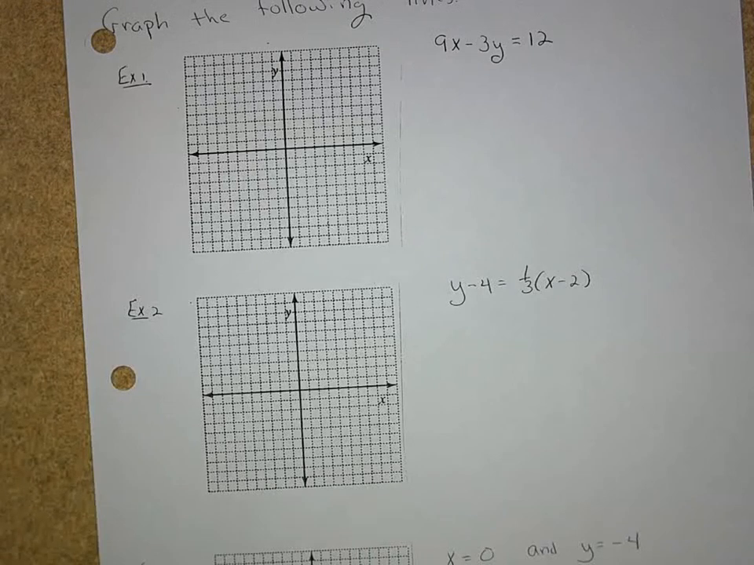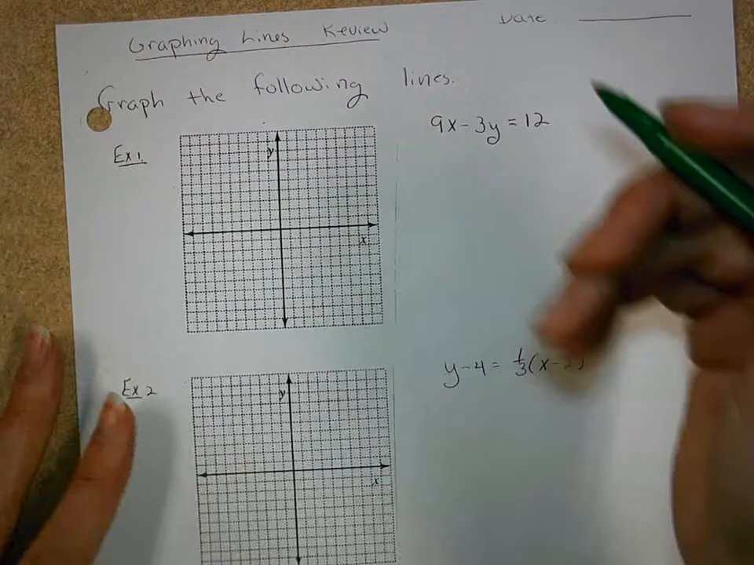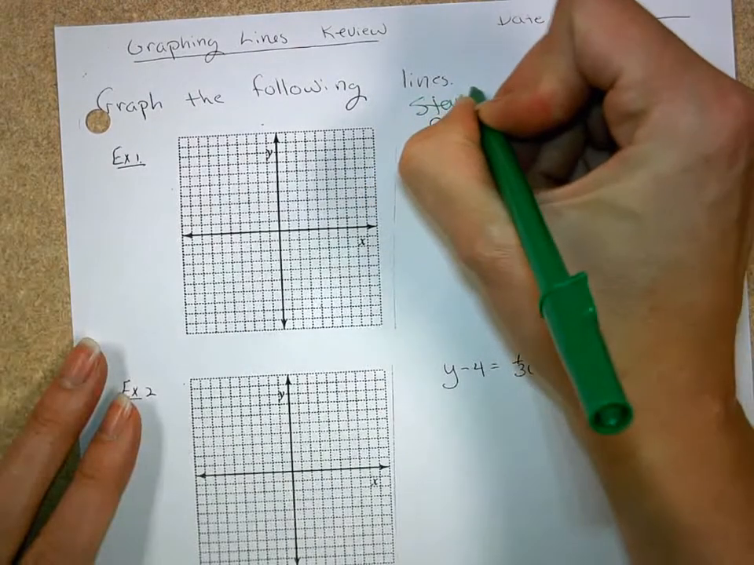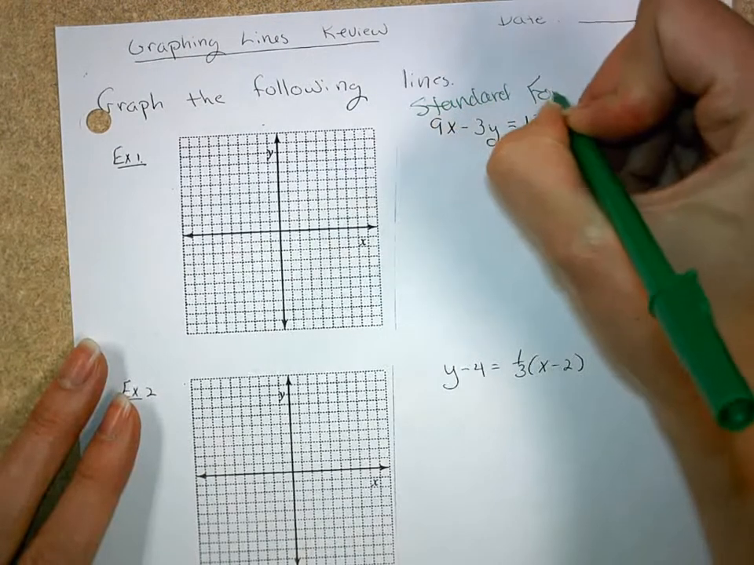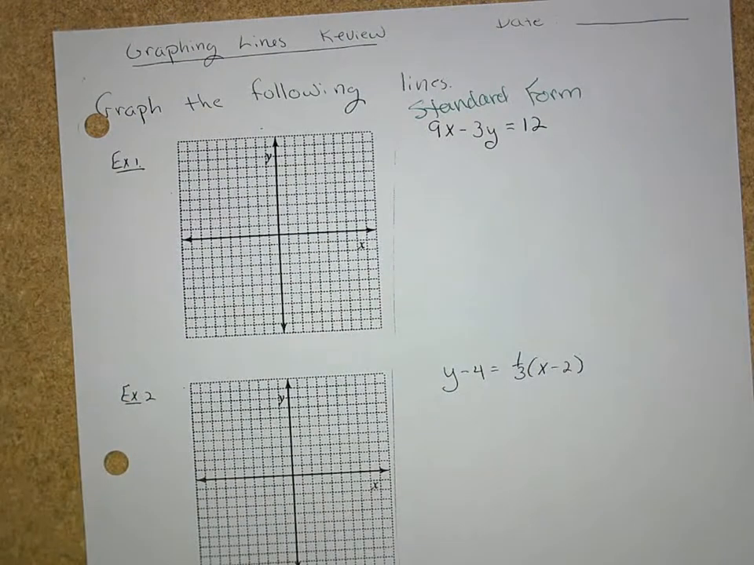All right, so let's practice graphing real quick. Again, how do you graph? Identify the equation, pull out the necessary information. Now, the very first one is in standard form. So if it's in standard form, we're going to use the cover-up method.